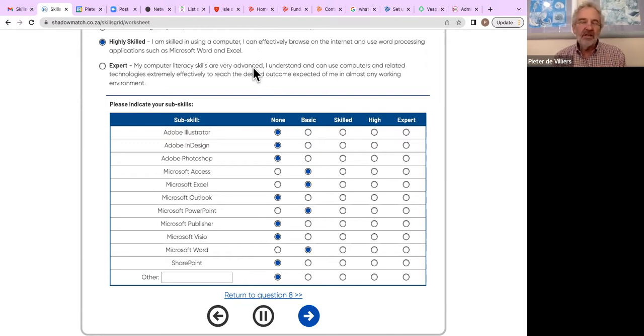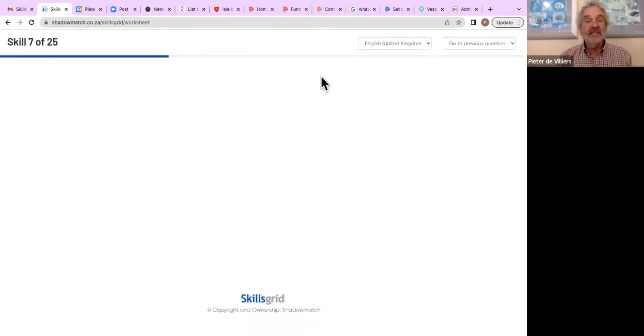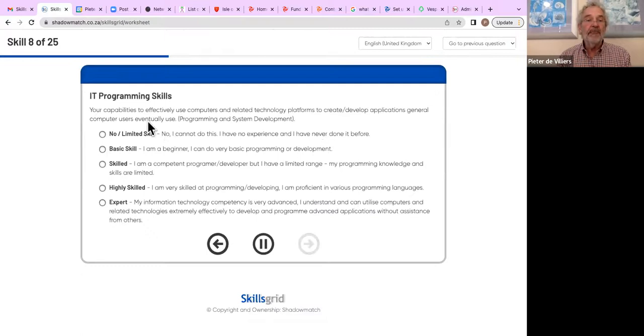The system is not going to show his literacy skill as highly skilled. The system will probably decide that he's only at the basic level because he hasn't indicated any highly skilled level on any of these software packages that we have listed. So the individual says, okay, I'm cool with that. Let's move on. IT programming skills.